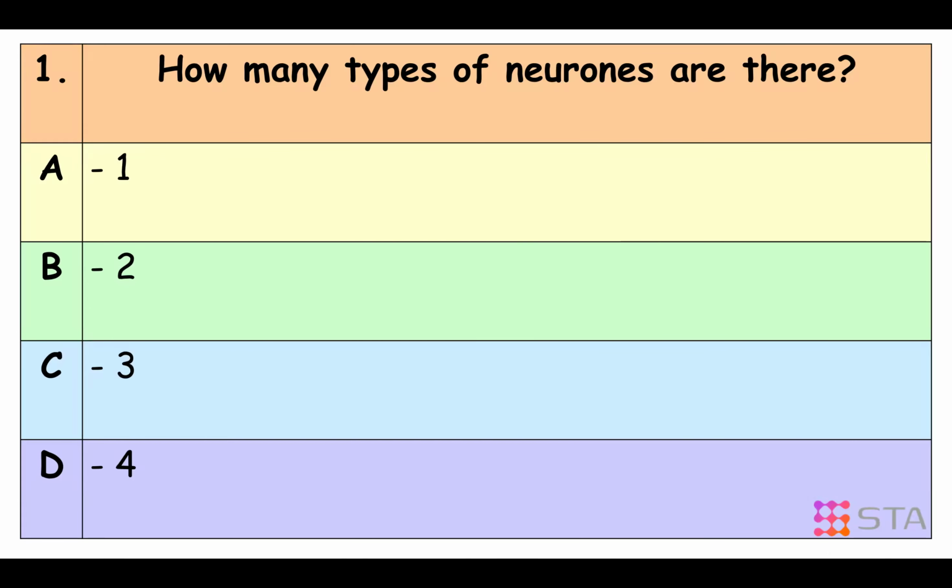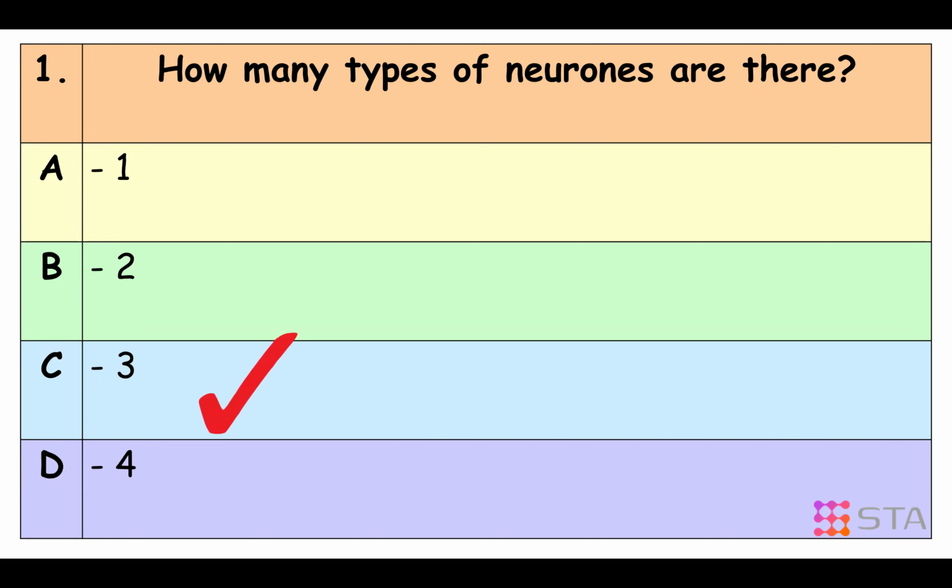Multiple choice quiz then. Put number 1 in the margin. How many types of neuron are there? I will give you about 10 seconds for each question before I put the answers up. How many types of neuron are there? As we've seen, there are 3.